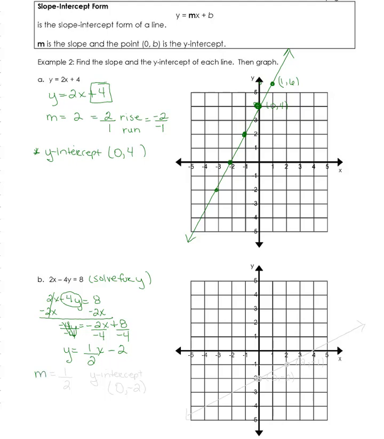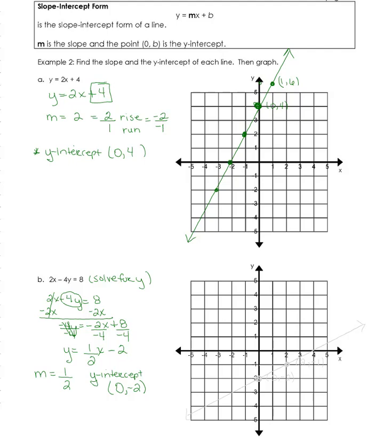Our slope is 1 over 2. It's not 1 over 2x. I'm looking for the constant number, just the number that's next to the variable x. So it's 1 over 2. Our y-intercept, that's going to be our starting point, where we always let x be 0. So our y-intercept is 0 comma what number? Negative 2.